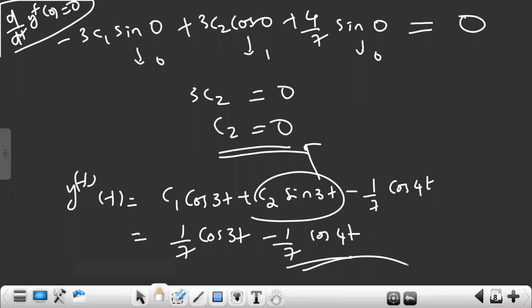1 by 7 cos 3t minus 1 by 7 cos 4t, after substituting the values of C1 and C2 in equation number 5. What was your equation number 5? It was your force response. Force response is nothing but your natural response plus particular integral, particular solution. This is your natural response. This is your particular solution.